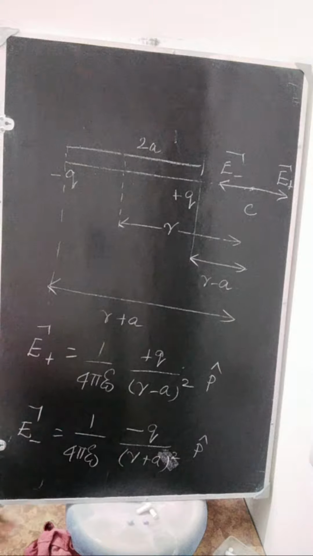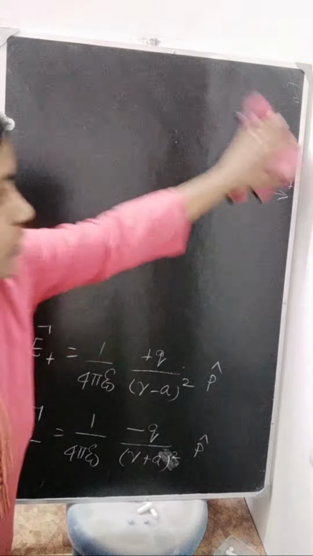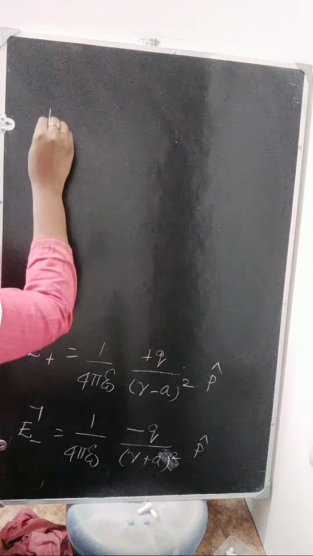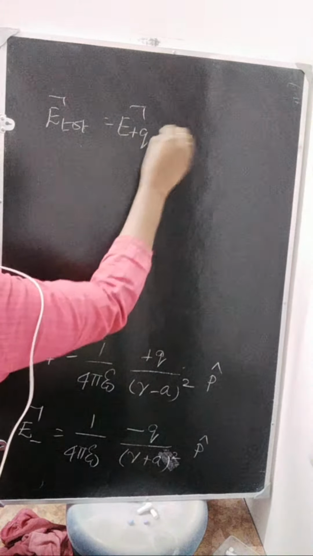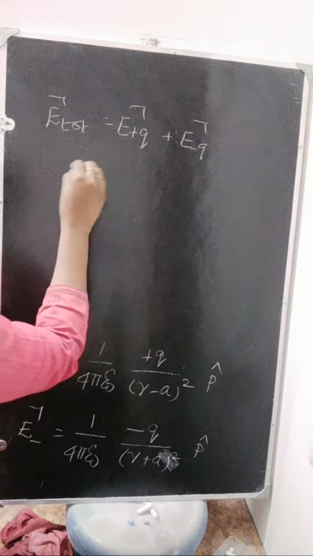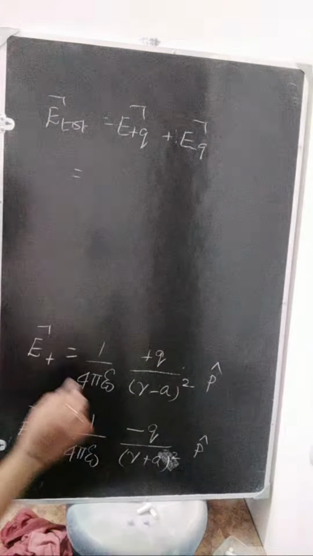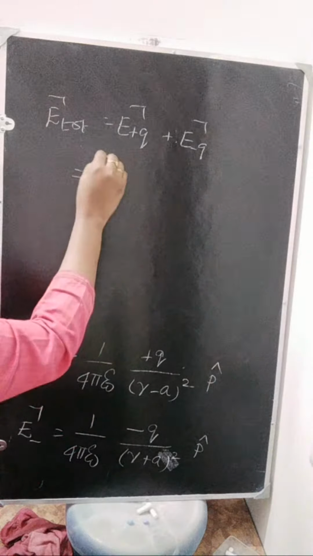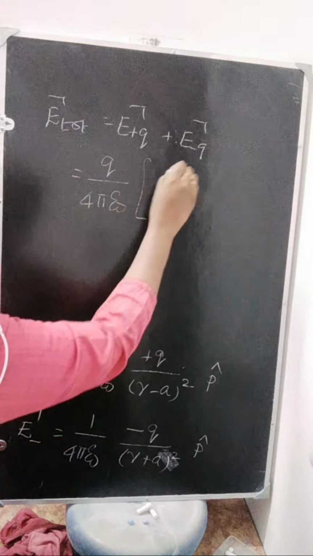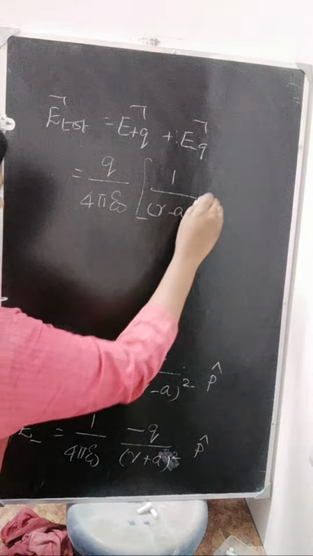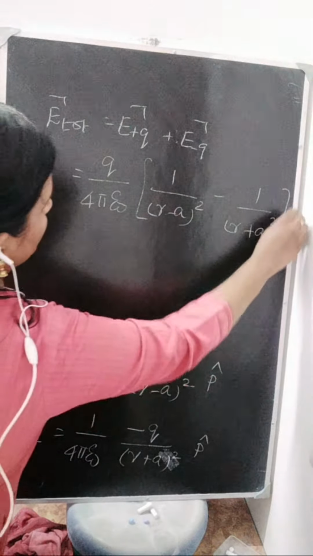Now according to the superposition theorem, we have to add. According to the superposition theorem, what do we have to do? We have to add both the electric fields. E total will be the sum of the E plus Q vector and the E minus Q vector. If you add the values, 1 by 4 pi epsilon naught is common, Q is common, 1 by R minus A square, and here 1 by R plus A the whole square. So only that is left. So Q divided by 4 pi epsilon naught into 1 divided by R minus A the whole square minus 1 divided by R plus A the whole square into P cap.